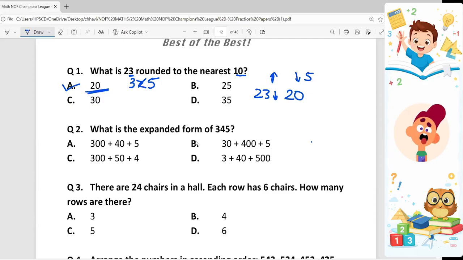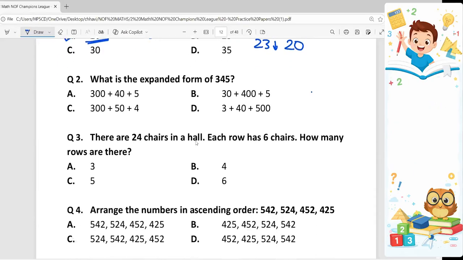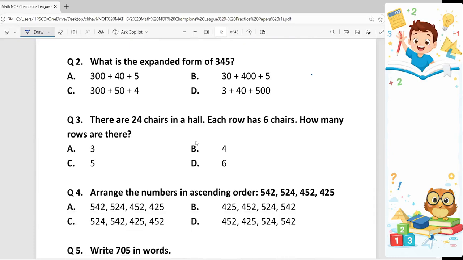Question number 2. What is the expanded form of 345? We have to find the expanded form. So this is the units place, this is the tens place, and this is the hundreds place. So the answer is 300 plus 40 plus 5, that is option A.